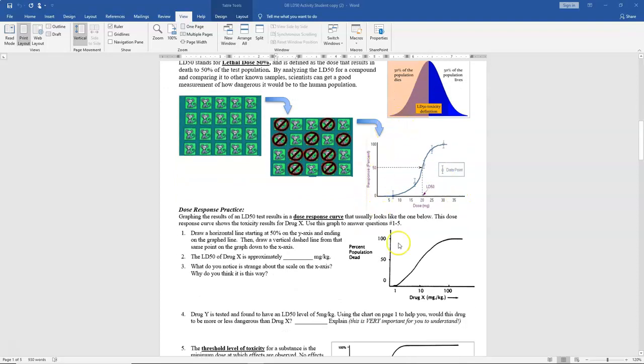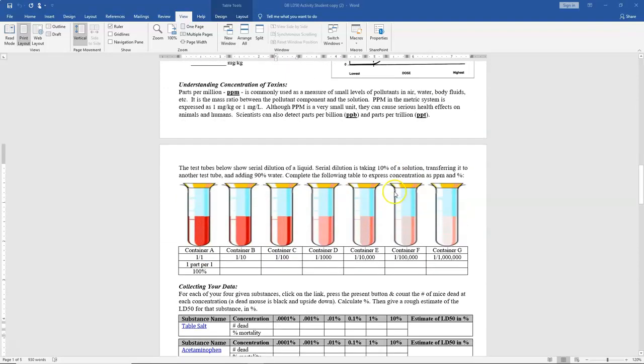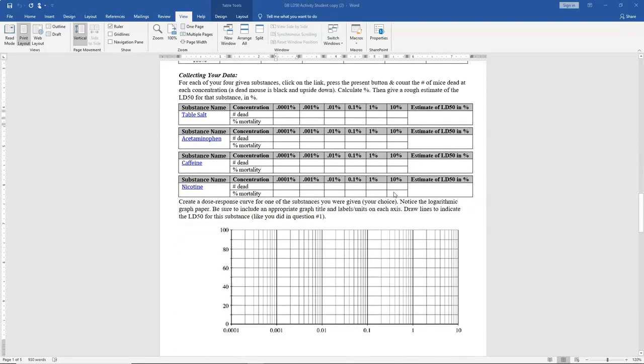So I'm going to go ahead and skip over these questions here and just go down to collecting your data. Of course, if you have any questions about any of that stuff, please email me. I'm just going to do one example on the graph, which is table salt. You also only have to do one example, and you're welcome to do table salt like I did, but I would urge you to maybe challenge yourself and try to do one of these other three.